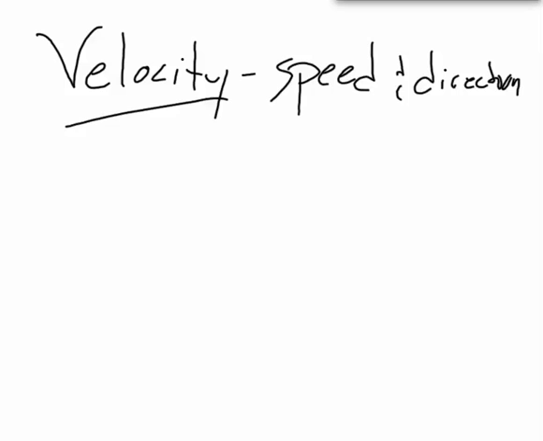Okay, so it is a vector, and as such, you can combine velocities. So, let's take Mr. Shoes. And Mr. Shoes is walking.